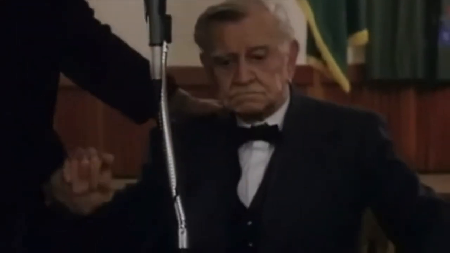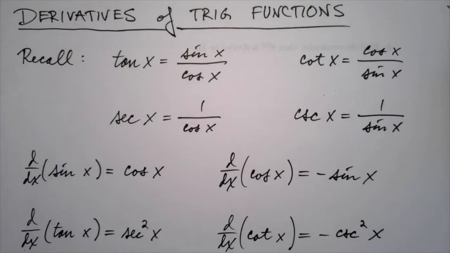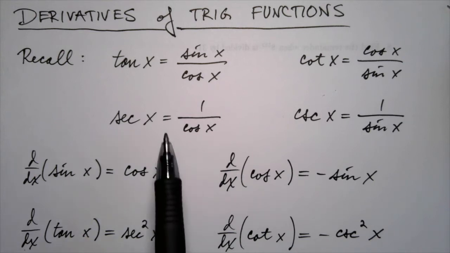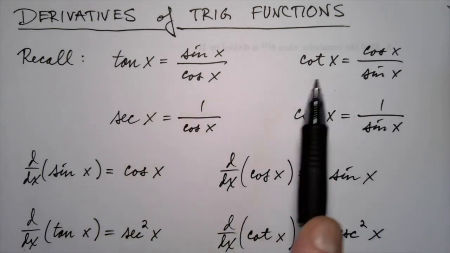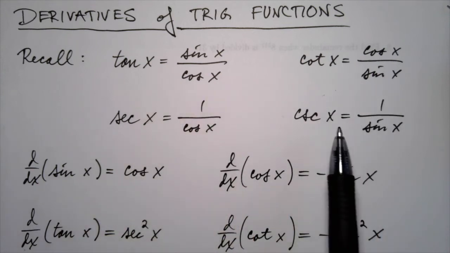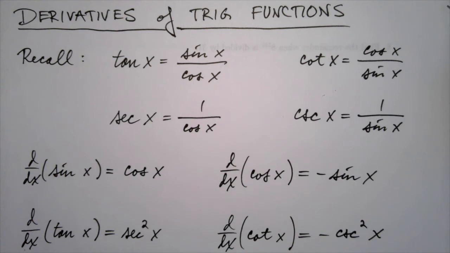Thank you, Mayor Milford. We're now going to use the quotient rule to understand the derivatives of the trig functions. First, recall the definitions of tangent, cotangent, secant, and cosecant. They're given by these various fractions involving sine and cosine. Tangent is sine over cosine, cotangent is cosine over sine, secant is 1 over cosine, and cosecant is 1 over sine. That's just what they are. You should have all those memorized.